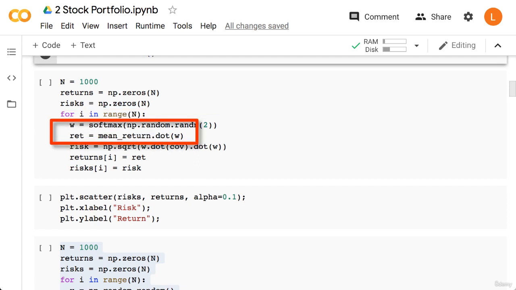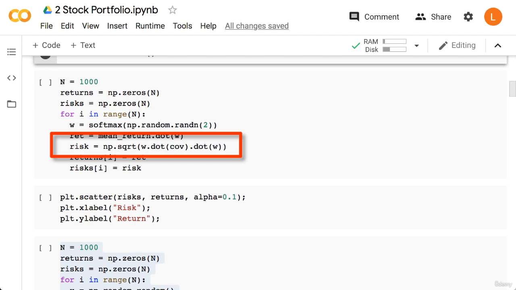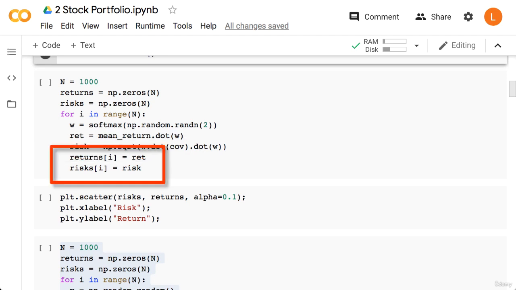Next, we calculate the expected return. This is the mean return for each asset, dotted with w. Next, we calculate the risk. This is the square root of the variance. The variance is w multiplied by the covariance multiplied by w again. Note that in NumPy, we work with one-dimensional arrays when we want to represent vectors, so there's no need to transpose them as we do in the math. Finally, we save the expected return and the corresponding risk into our arrays for the returns and the risks.